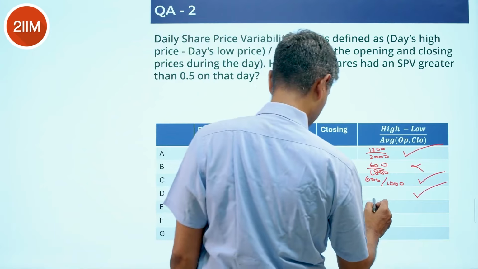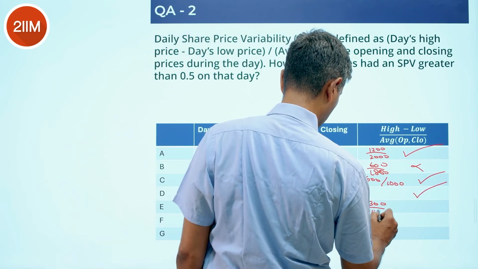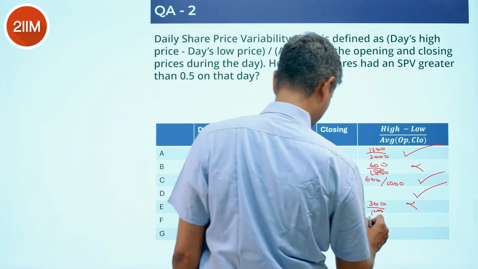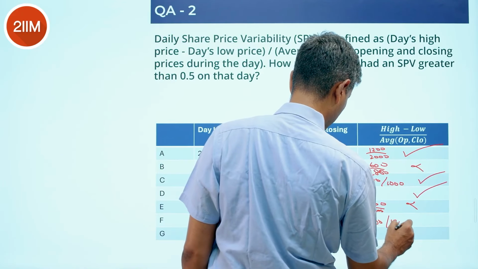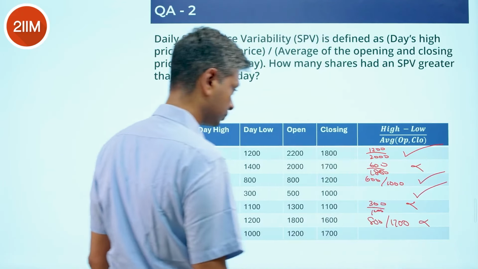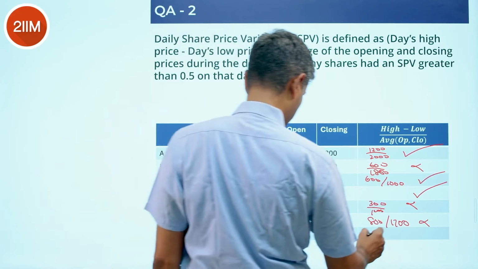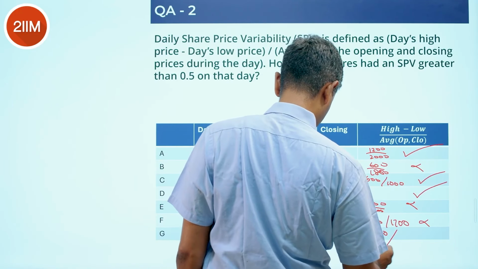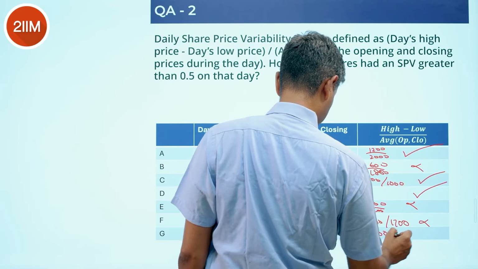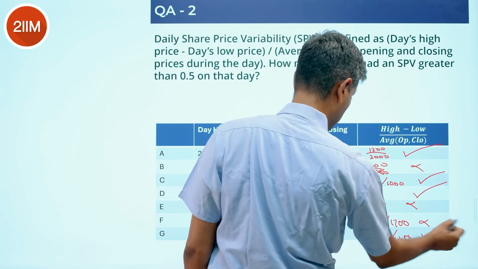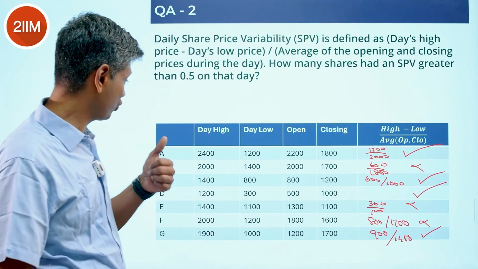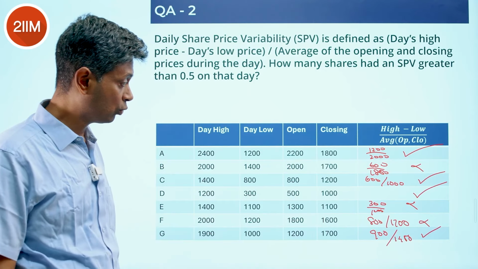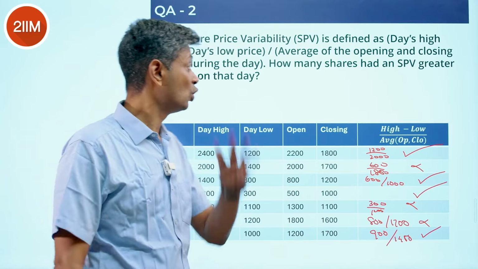E is 300 by 1200, definitely no. F is 800 by 1700, close but no. This is 900 by, more than 1800, less than 1800, 1450, this also works. A, C, D, G, all 4 of them are more than half, 4 different stocks.